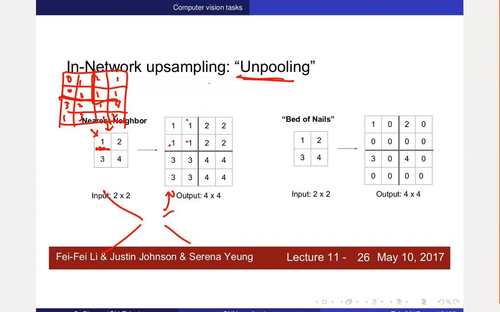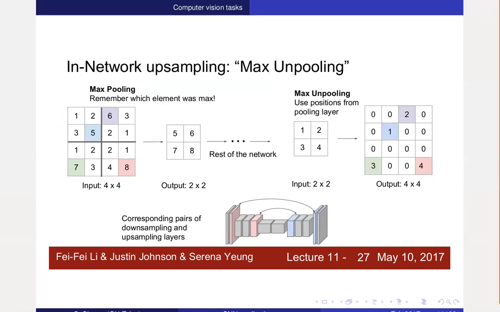Another possibility is the so-called bed of nails. I would take only one of them and set it to non-zero, and for the rest we just set to zero when I upsample. I can also do the so-called max unpooling. Let me give an example here.